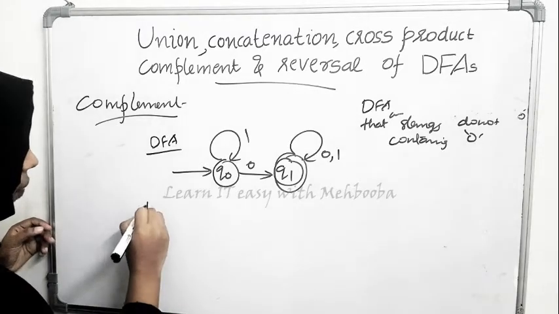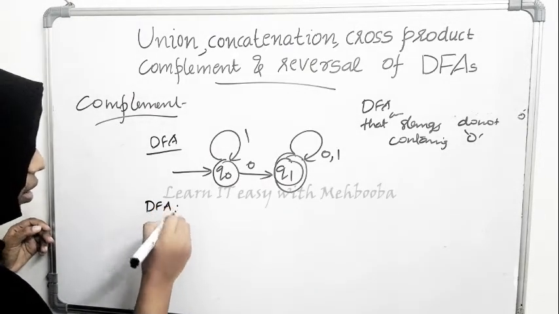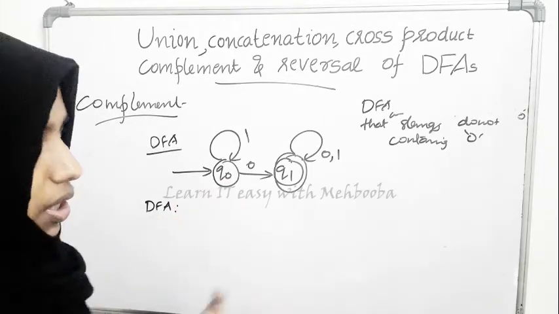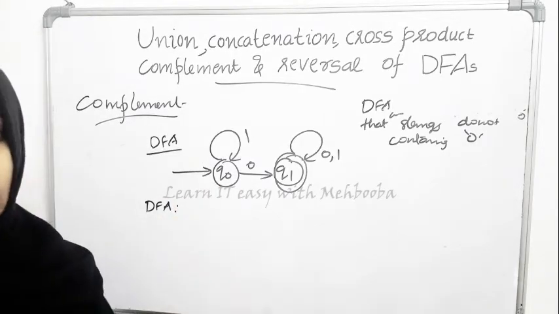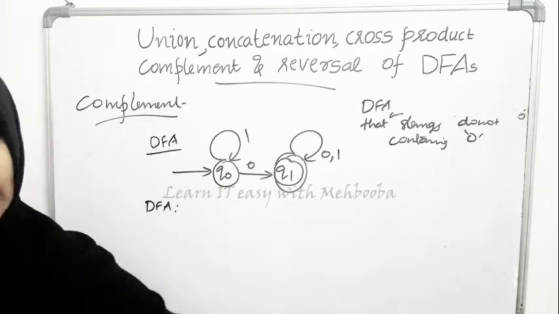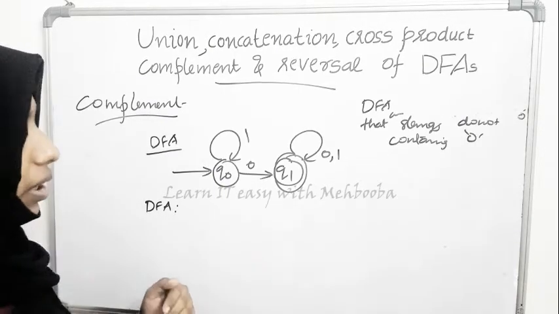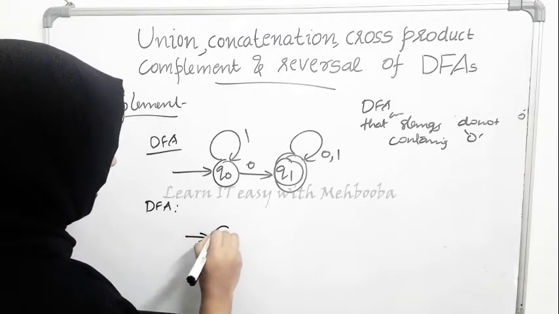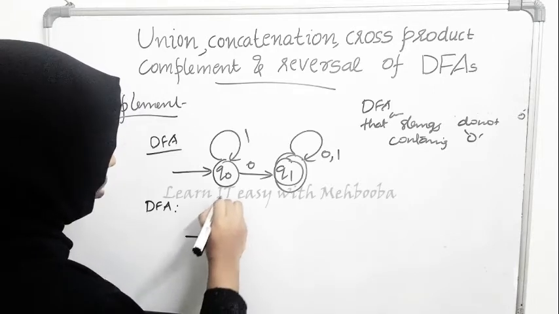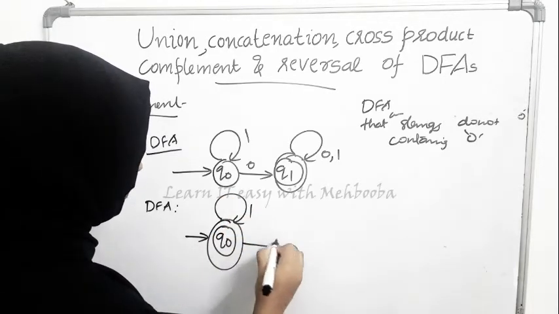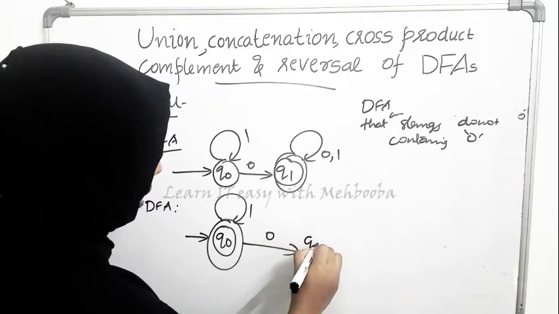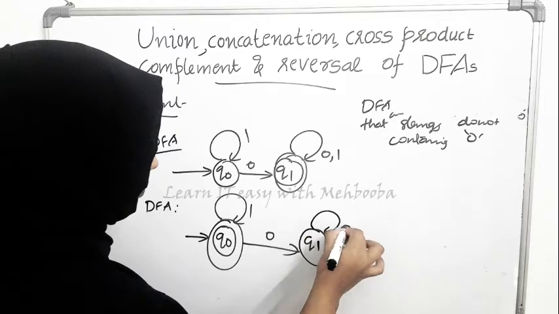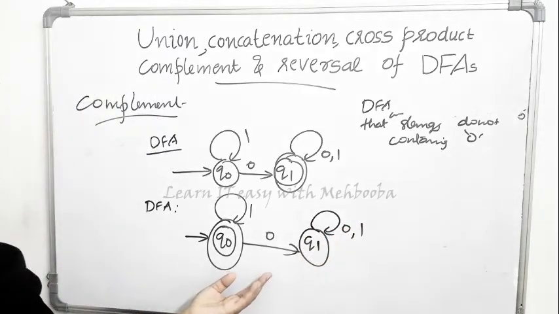Now to get the target DFA that accepts strings that do not contain a 0, you have to invert the states in this DFA. That is, all the final states will be converted to non-final states, and non-final states will be converted to final states. So Q0 will be converted to a final state because it is not a final state in the original design, and Q1 will be converted to a non-final state because it is a final state in the original design. Okay, and all the other transitions will be left unchanged.